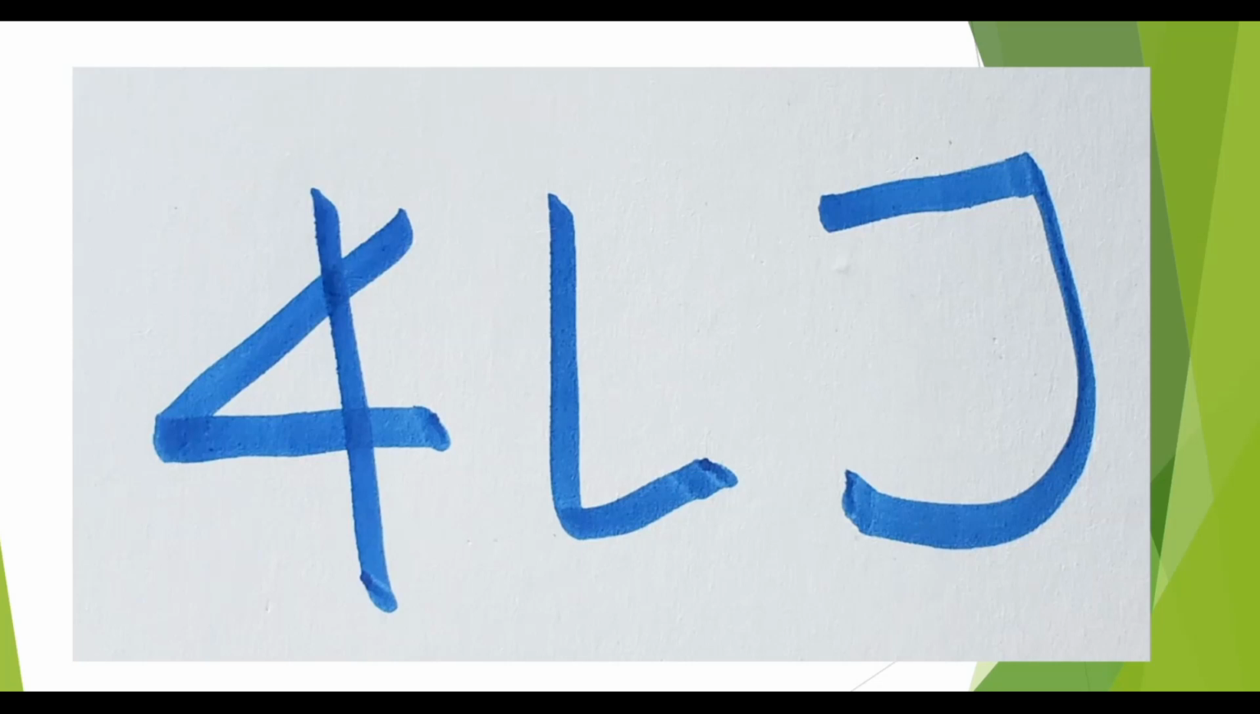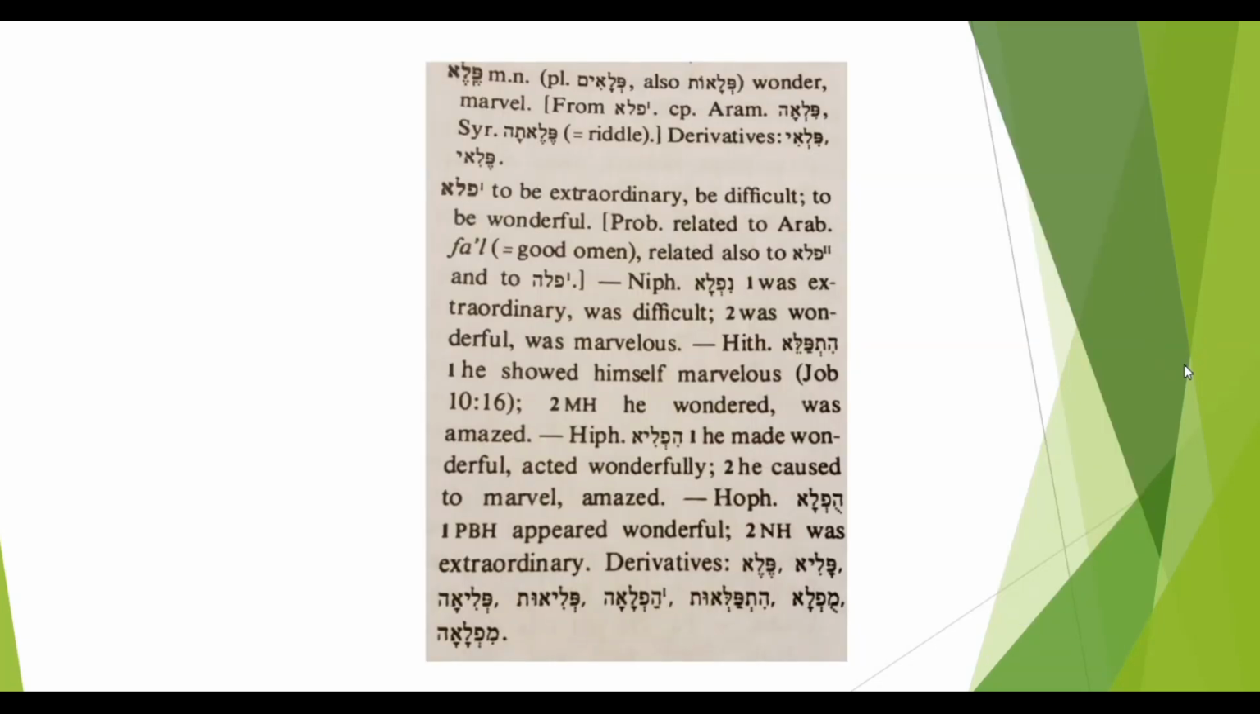Aleph, the plan of the creator. And that's just a simple look at those letters. In the dictionary, we have Pe Lamed Aleph in the modern script, and it's defined as wonder, marvel. So think of that paleo: to be extraordinary, be difficult, to be wonderful, was extraordinary, was difficult, was wonderful, was marvelous. He showed himself marvelous, is used in Job 10, verse 16. He wondered, was amazed, he made wonderful, acted wonderfully, he caused to marvel, amazed, appeared wonderful, was extraordinary.